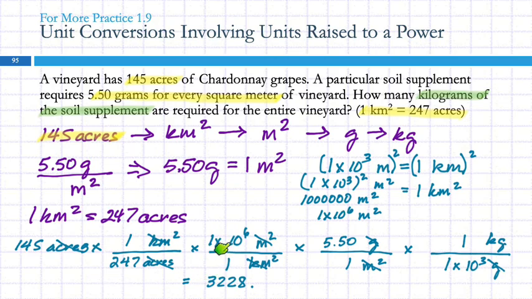This is in the metric system, so that's exact. This is not in the metric system. It's a soil supplement mass per area. So this would be 5.50, 3 sig figs. That's exact. So I've got 3, 3, and 3. My answer should have 3 then, right? So I'm going to write down 2 extra digits.